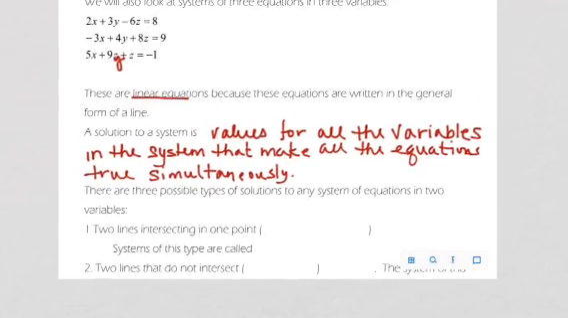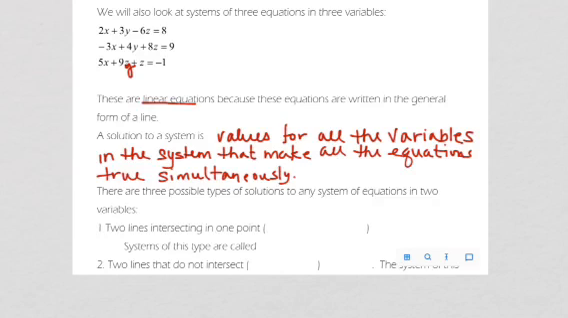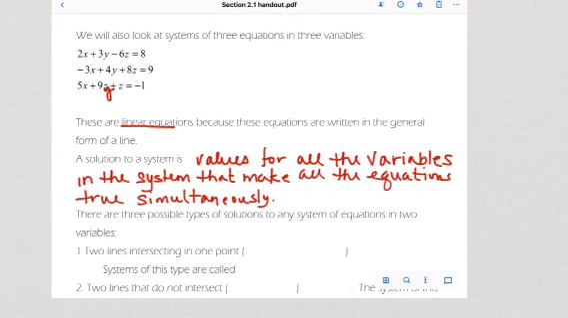There are three possible types of solutions. You can have two lines that intersect. This is what would happen in section 1.2 when we looked at supply and demand and we plotted the two graphs and found their equilibrium point by finding their intersection point. The first thing that can happen is that they intersect in one point. When that happens, you have one solution. Systems of this type are called independent.